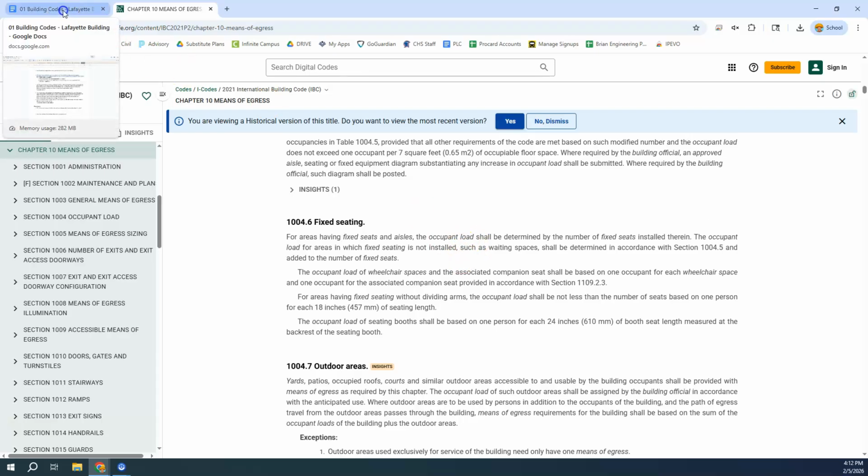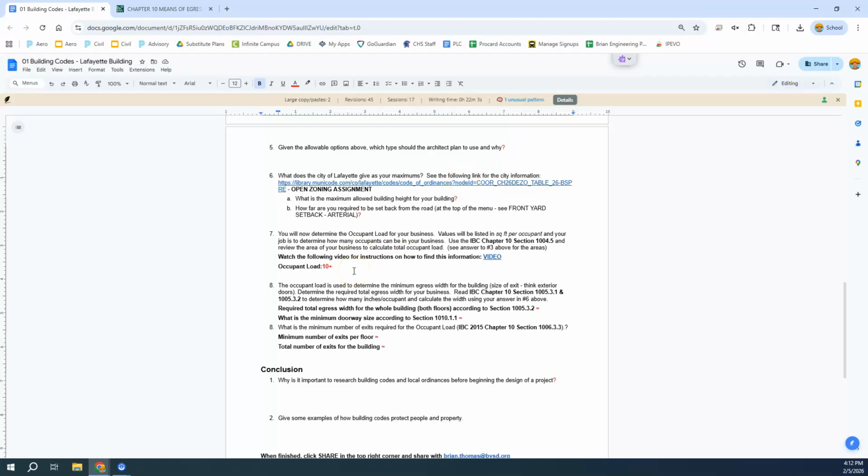Let's say there's 30 seats total. So we're going to say it's 10 plus 30. So then I have a total of 40. I'd have the 10 for the kitchen and then 30 for the fixed seats. That would give me 40 people as my occupant load. So that's what you need to do for your occupant load.